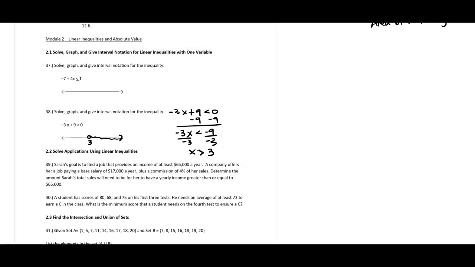And now we've got to write our interval notation. When it's an open circle, we use a parenthesis because that means it doesn't include it. 3, and then it's going out forever in the positive direction, so that's going out to positive infinity and then a parenthesis again. Okay, so there are our different answers. We solved it, we graphed it, we wrote our answer in interval notation.